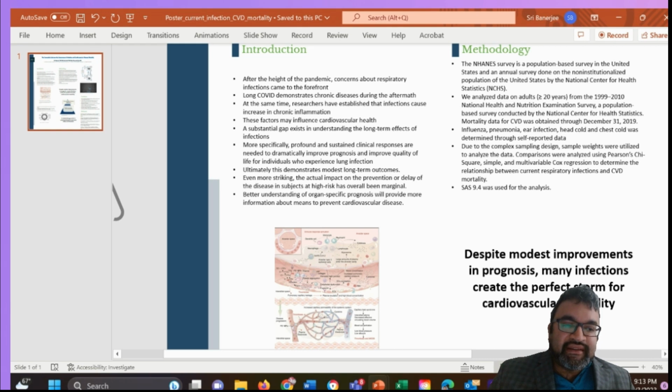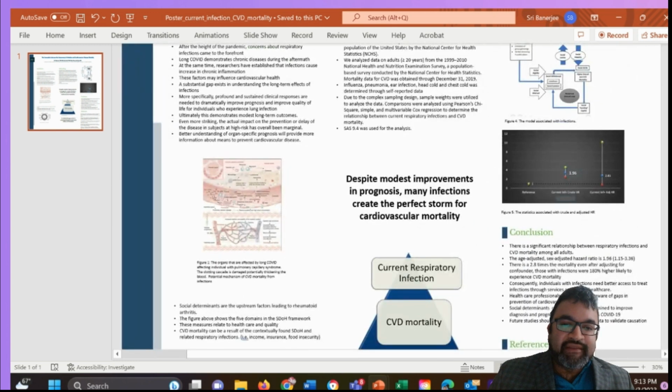So the idea is that despite all of the different advancements, many infections create the perfect storm for cardiovascular mortality. And we don't just see this with chest colds and influenza. In fact, when there's dental work done, some of the bacterial infections can seed through into the bloodstream and actually cause an inflammation of the heart. So we've known this for a long time. However, in the context of respiratory infections, how that affects cardiovascular mortality, that's the question.